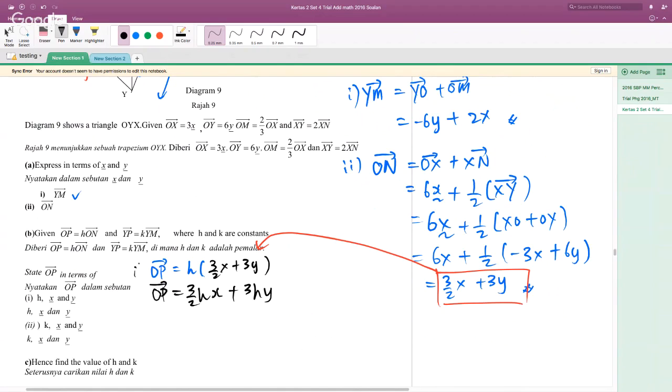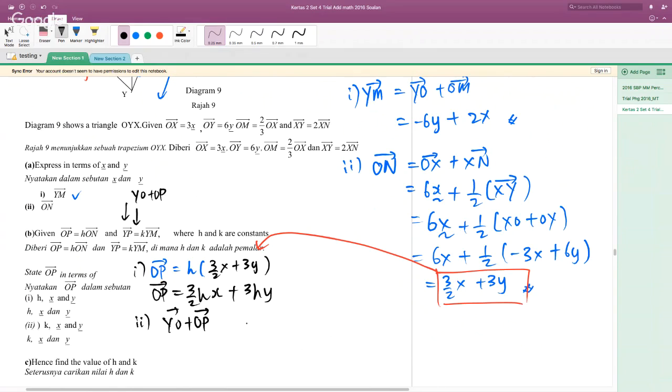This is the part 1, because they say leave your answer in h, x, and y. My answer is in h, x, and y. All right, then I go to part 2. Part 2, I want to use k, so I'm going to use this equation. This equation has no OP there, so I will need to expand YP, because I know YP equals YO plus OP.